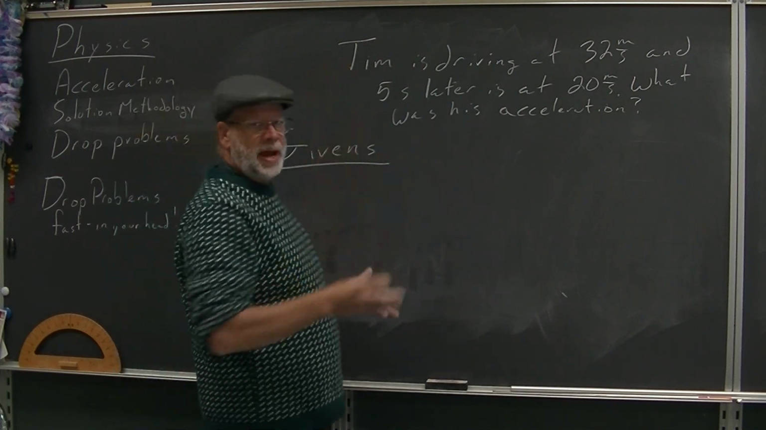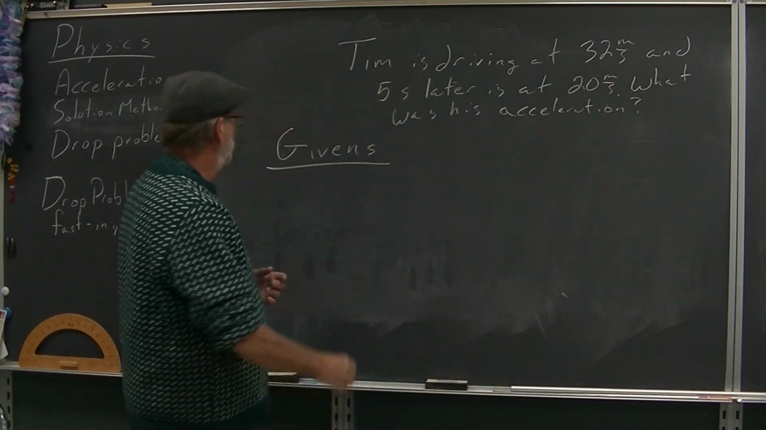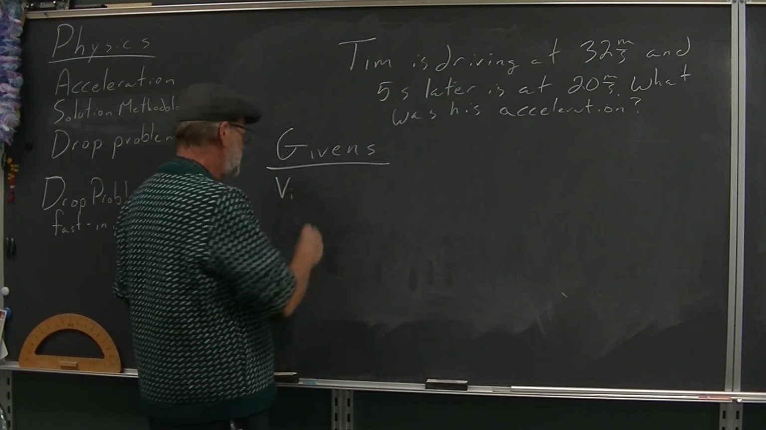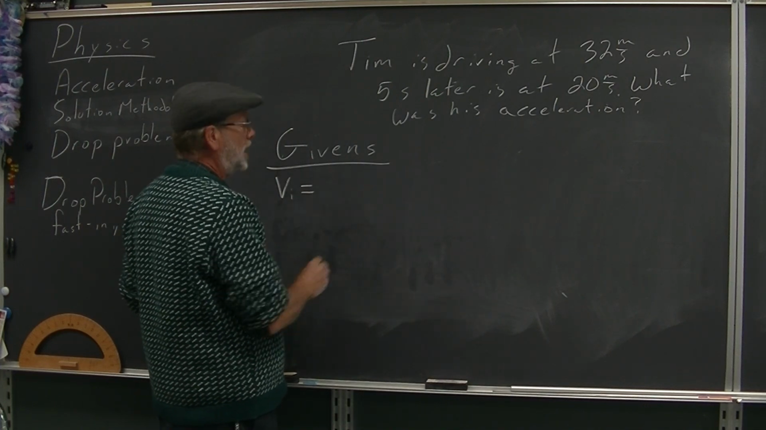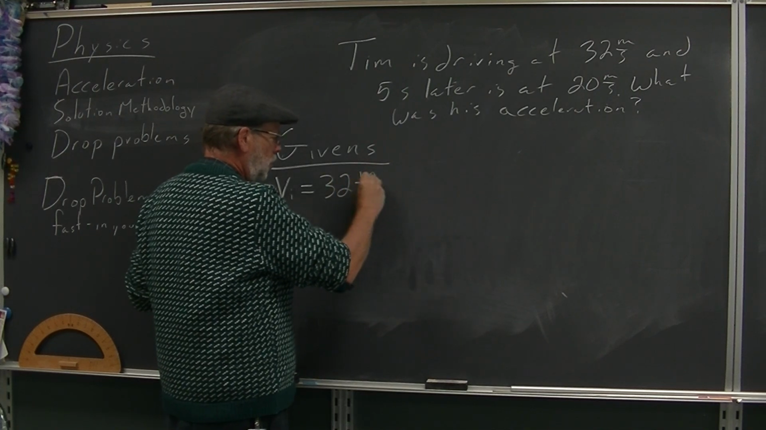So now we extract the data. Tim's driving at 32 meters per second. What is that? That is my v sub i. That is my initial velocity. We make a nice equal sign, and then we write 32, and now, meters over seconds.